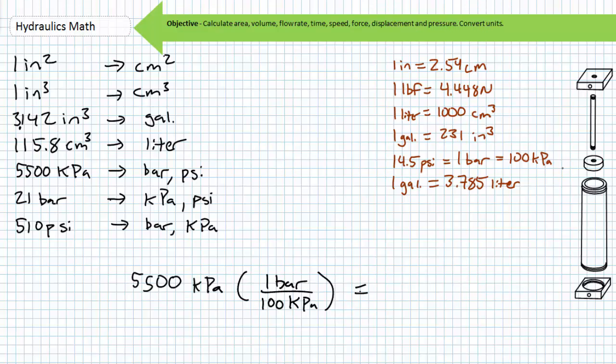Our next example problem is asking us to convert a quantity of 5,500 kilopascals, which could also be rightly written as 5.5 megapascals, to both bar and psi. To convert to bar, the unit we want is bar, so it goes on top. The unit we don't want is kilopascals, so this unit goes on the bottom. The units of kilopascal cancel out, and we're left with the number 55 bar.